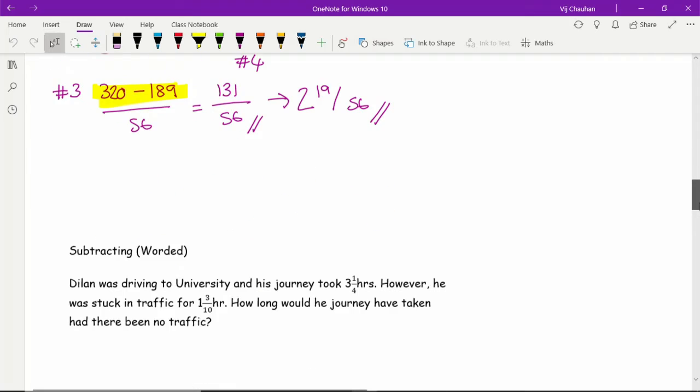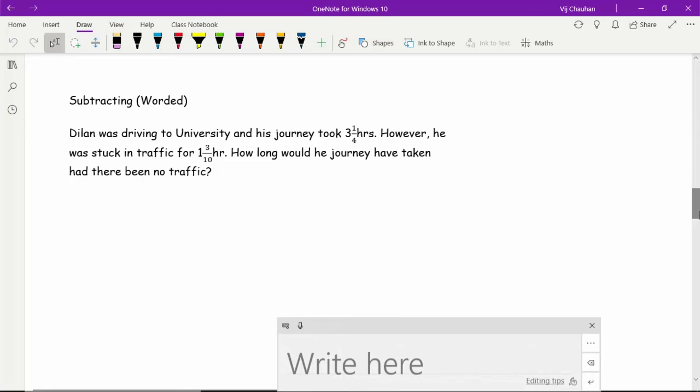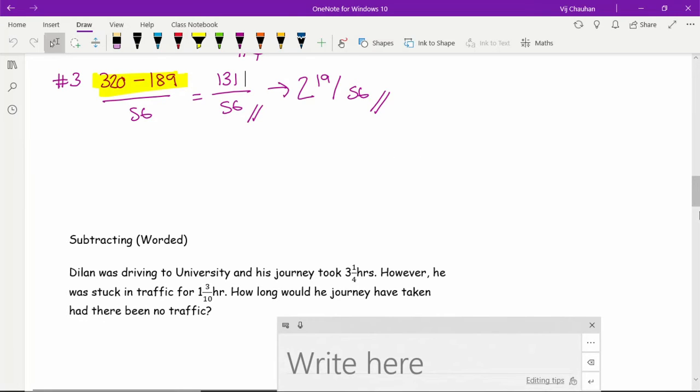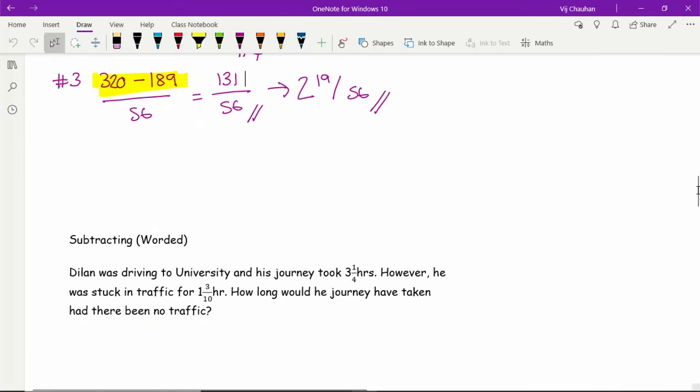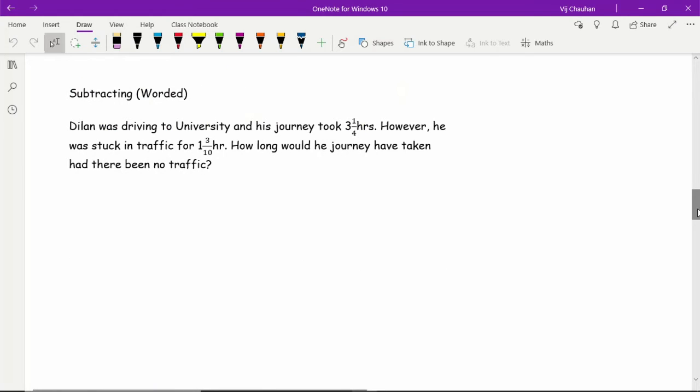So let's have a look at a worded question. So here it says Dylan was driving to university, and his journey took 3¼ hours. However, he was stuck in traffic for 1 3/10 of an hour. How long would the journey have taken had there been no traffic?